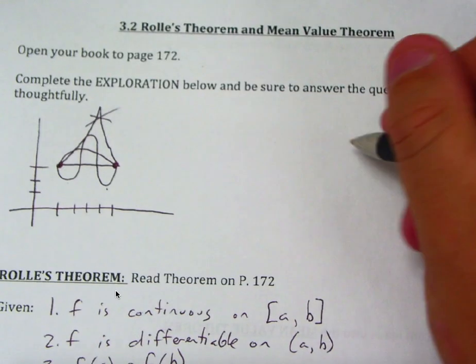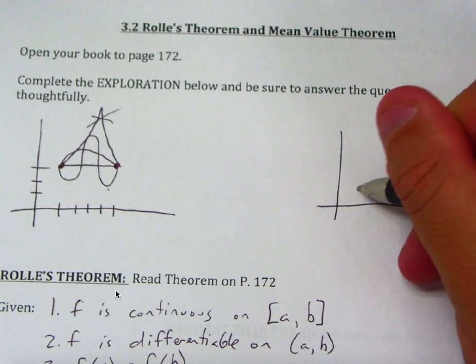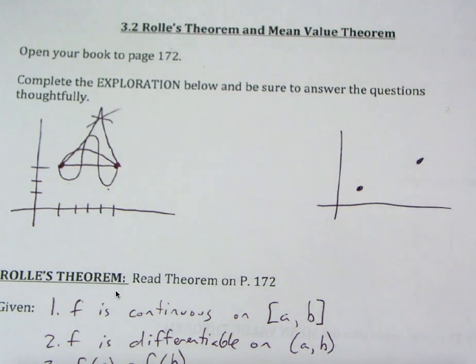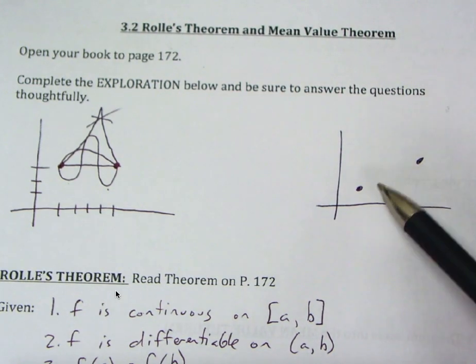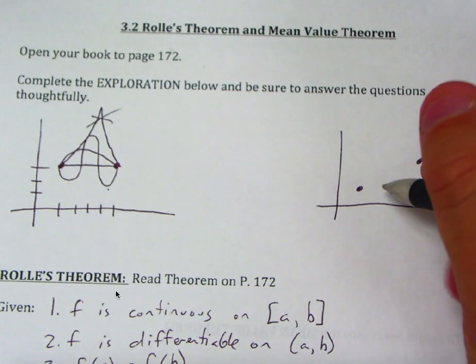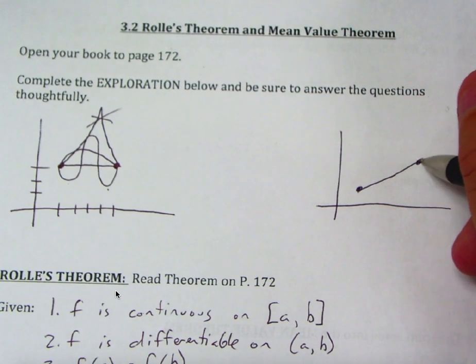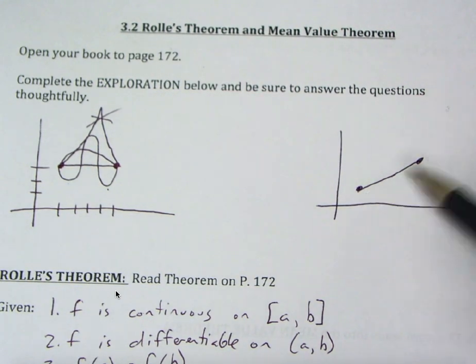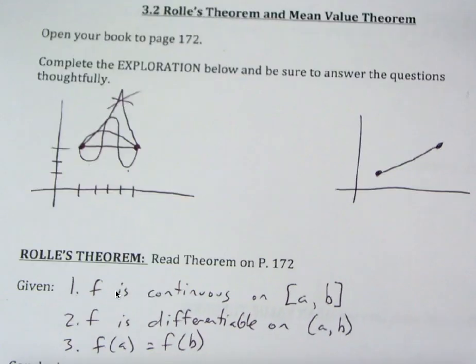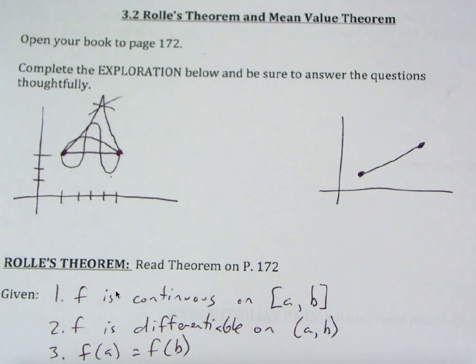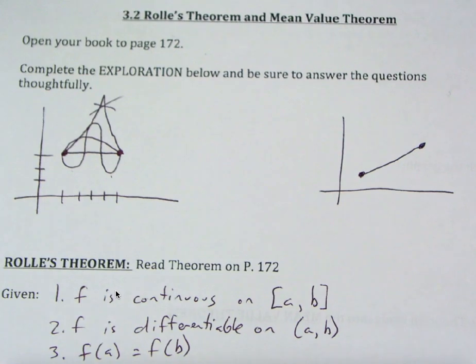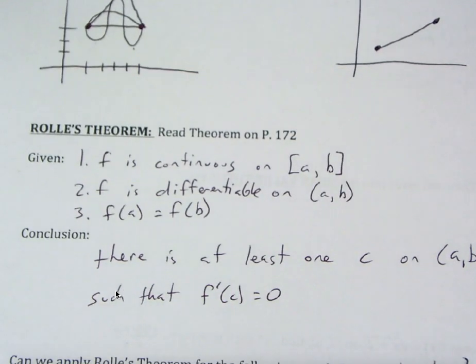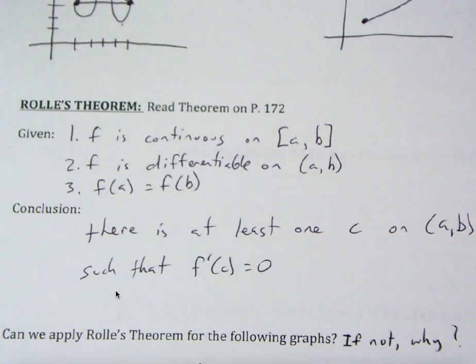Because if I had a graph where the y values weren't the same right here, then certainly I can draw a continuous differentiable function, and there's not a place where the derivative is 0. All right, so that condition does have to be met. But if that happens, there's at least one x value where, if you take the derivative at that x value, you would get a horizontal tangent line or a slope of 0. That is Rolle's theorem right there.